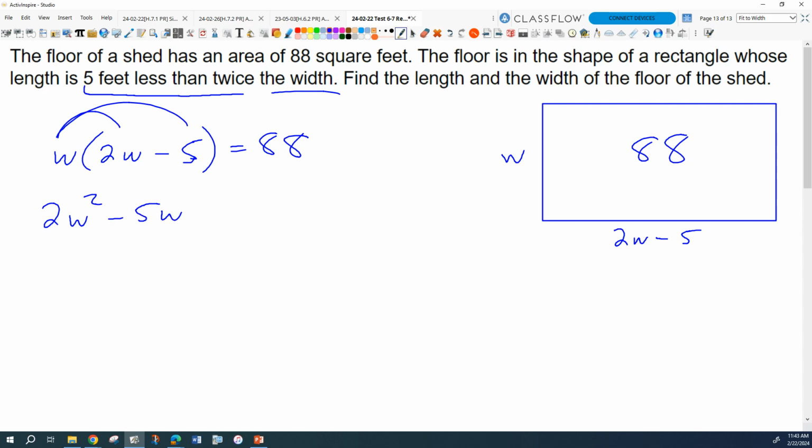So I've got to subtract the 88 over to this side, which is going to give me what on the left side? Negative 88. And the whole thing is equal to 0. It's in standard form, right? Okay, good. So I've got a polynomial equal to 0. How do I solve that?